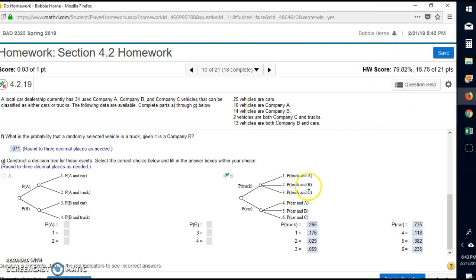And then the probability that it's a truck in B, you would go to Company B and see how many trucks there are and divide it by 34. Then you would go to Company C and see how many trucks there are and divide it by 34. Then you would go to Company A here, see how many cars there are and divide it by 34. Go to Company B, see how many cars there are and divide it by 34. Go to Company C and see how many cars there are and divide it by 34. And then the probability that it is a car: there are 25 cars out of 34 vehicles, so 0.735. So that is how you work problem number 10.